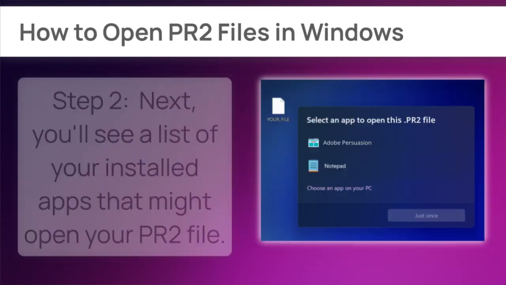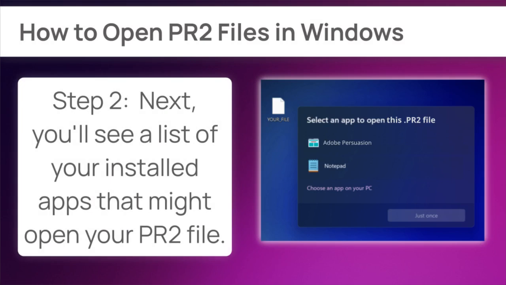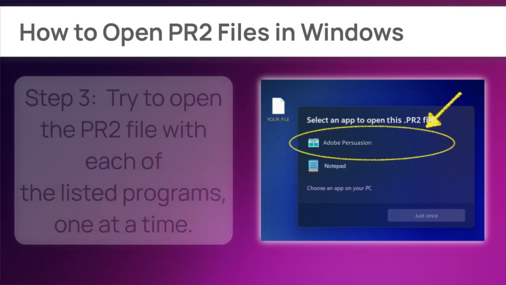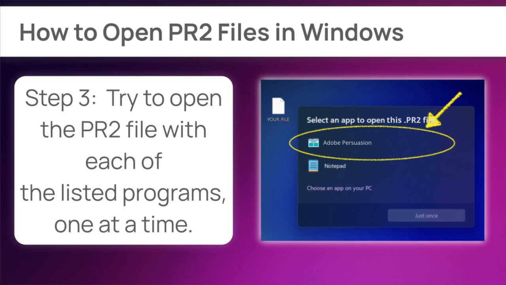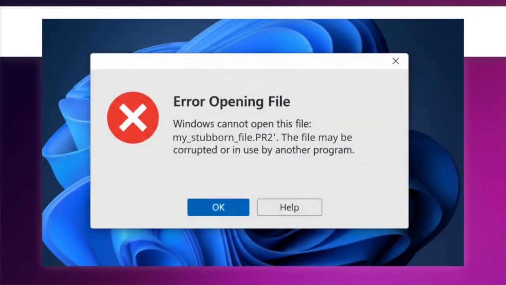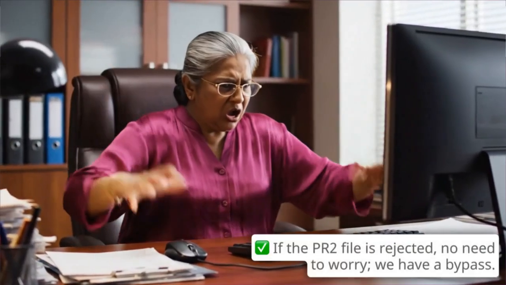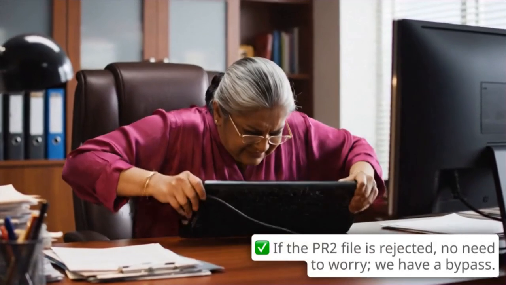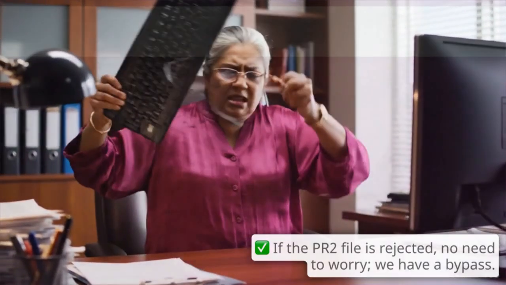Right-click the PR2 file and select Open With. Test Adobe Persuasion first. If it fails, select another application. Compatibility is not always straightforward. If your PR2 file is not opening yet, that is normal. The nature of the PR2 format makes basic errors common if one detail is missed. Let's verify these key points right now before proceeding to the fix.